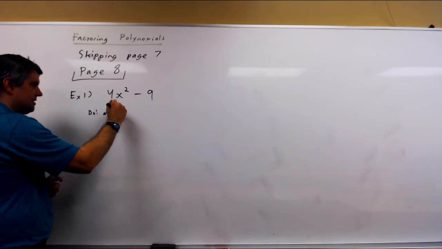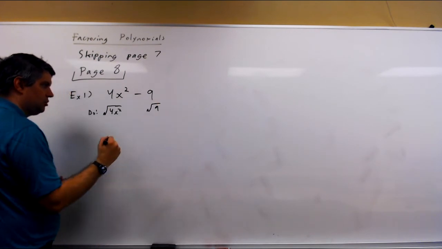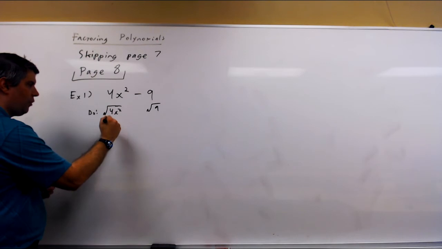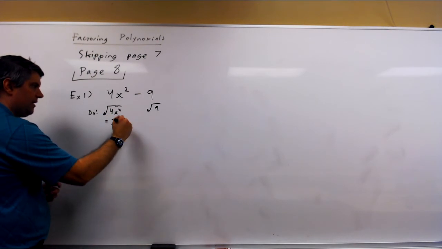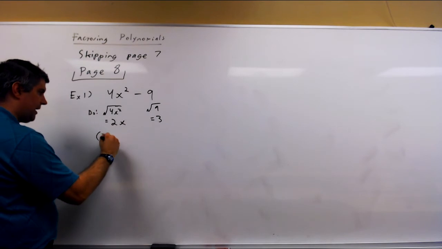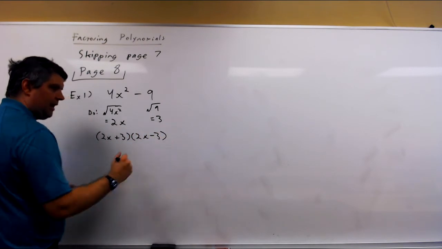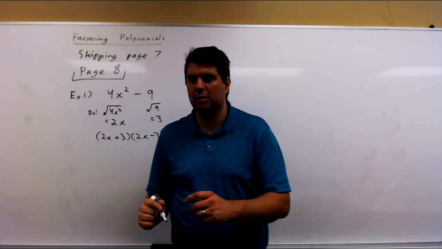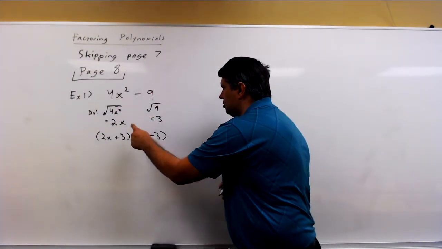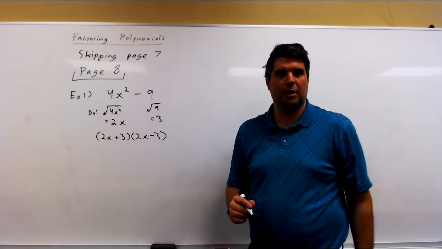You can skip this step if you can do it in your head. Just take the square roots. The square root of 4x squared: square root of 4 is 2, square root of x squared is x. Square root of 9 is 3. So I would have 2x plus 3 and 2x minus 3. Okay? Square root plus square root, square root minus square root.